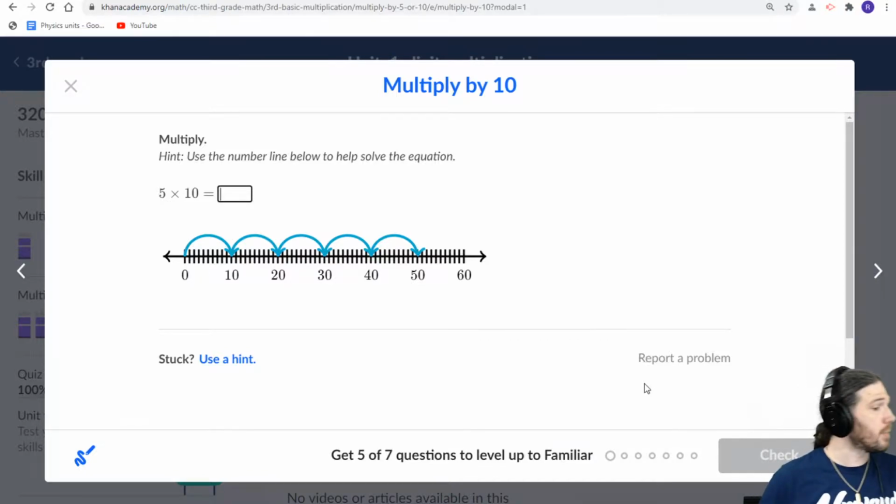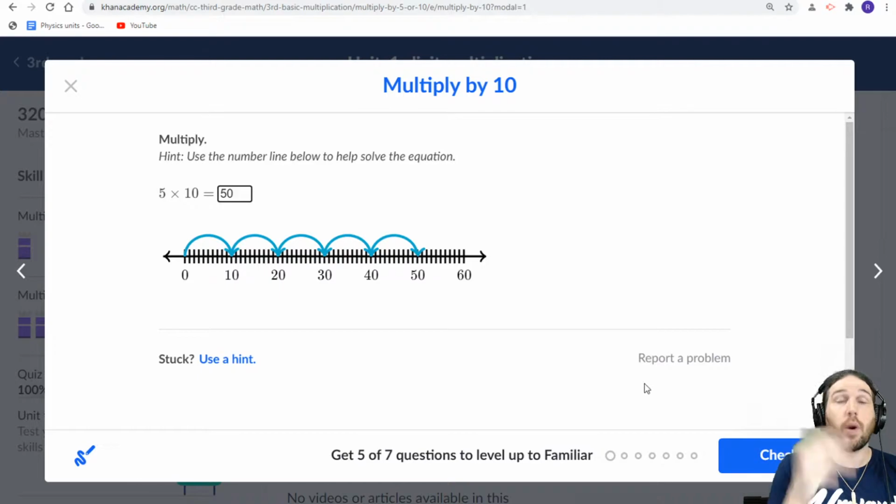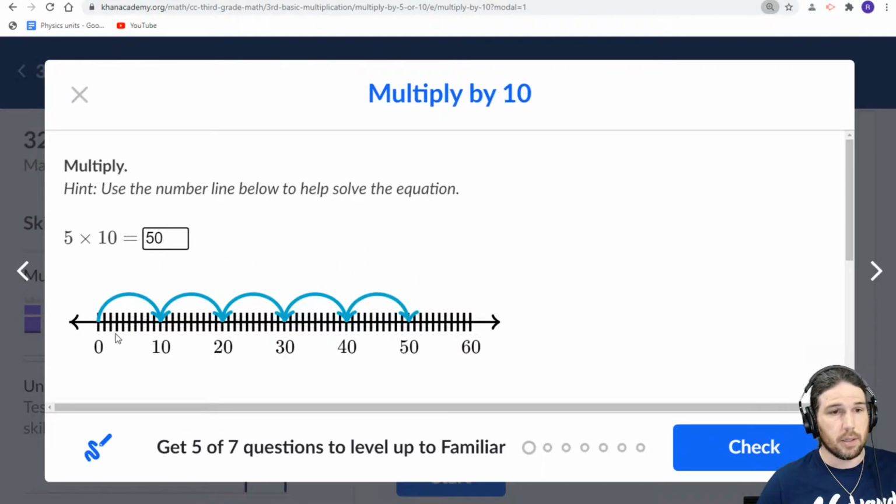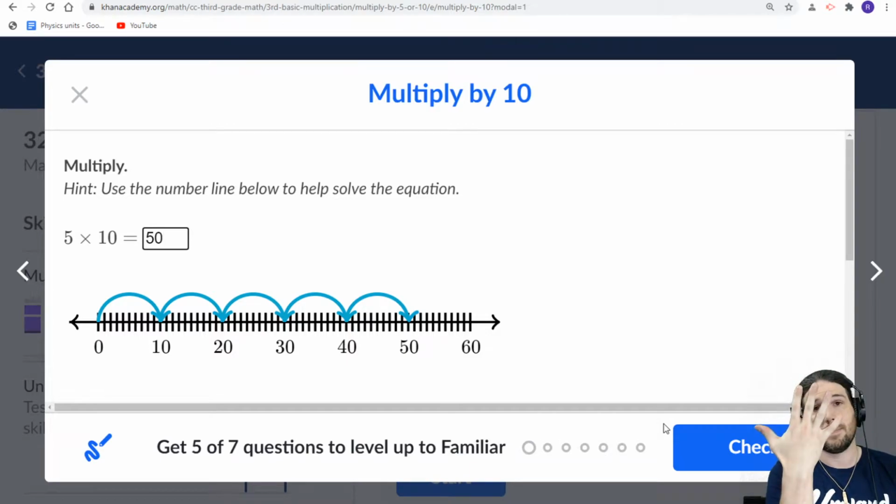So I say 5 times 10 is 50, and for me, it's because I know that I can just take a 5 and tack on that 0. But again, you could count 5, 10, 15, 20 up to 50, or you can do what this number line is doing, and it's jumping by 10s 5 times. 10, 20, 30, 40, 50.